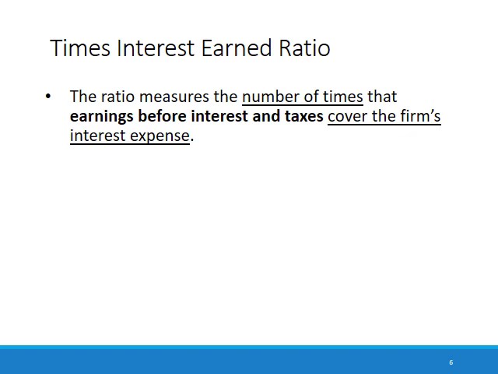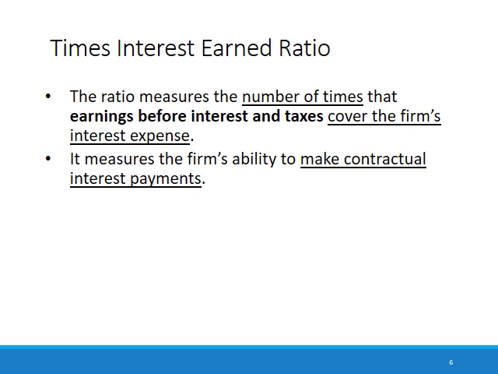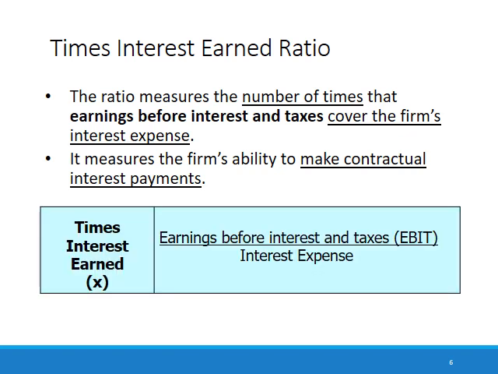Times interest earned ratio. The ratio measures the number of times that earnings before interest and tax cover the firm's interest expense. It measures the firm's ability to make contractual interest payments. In short, it measures the ability of the firm to pay interest expense. The formula is this: times interest earned equals earnings before interest and taxes divided by interest expense. Do take note, EBIT equals operating profit.